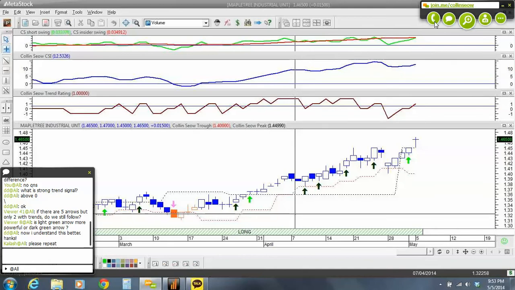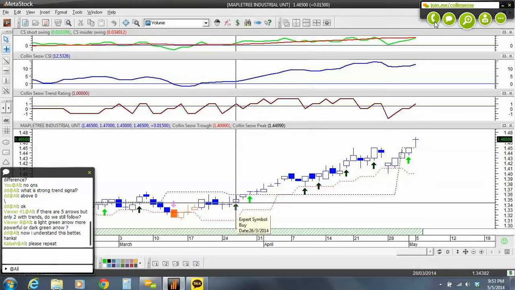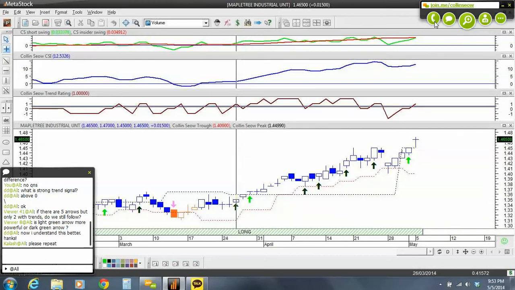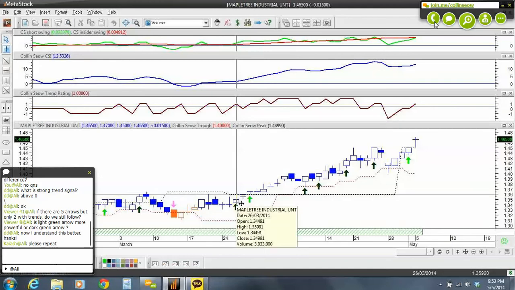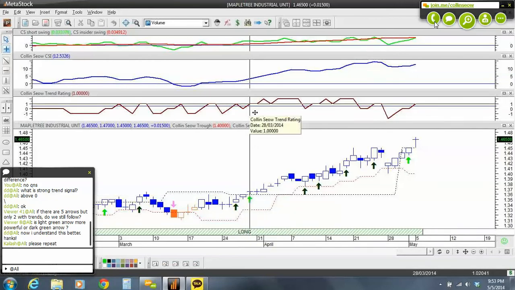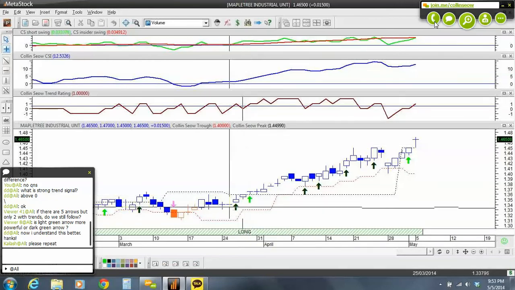Okay, so let me say it again. Example, this arrow, 26th of March, right? This one has trend rating, correct? I repeat again, this one has trend rating. However, it's below the peak line. This is the resistance, correct? So you tell the audience this arrow is not very powerful. The second arrow is above the peak line, and with trend rating. This is a more powerful signal compared to this arrow.